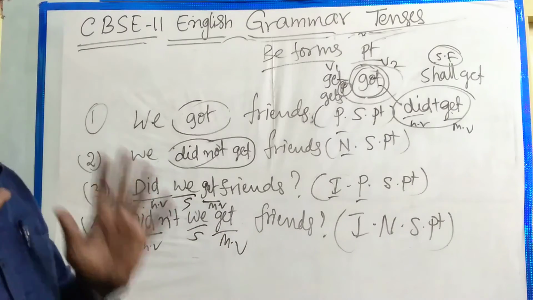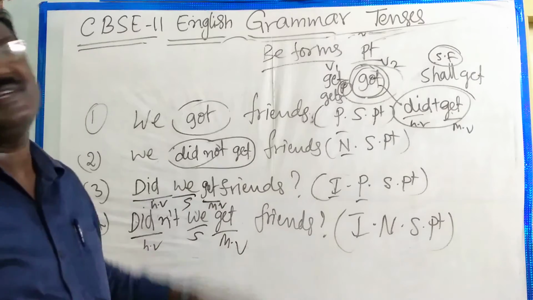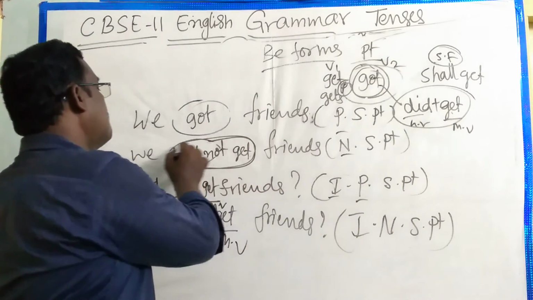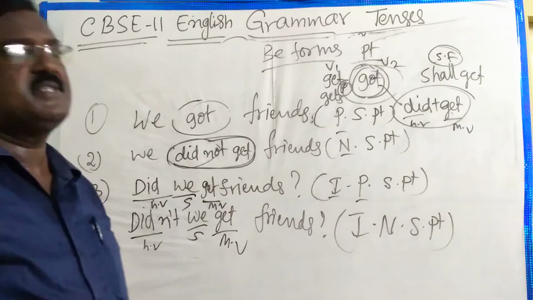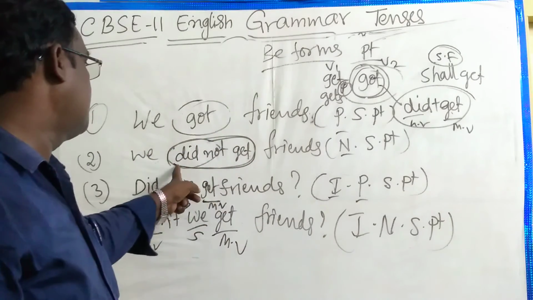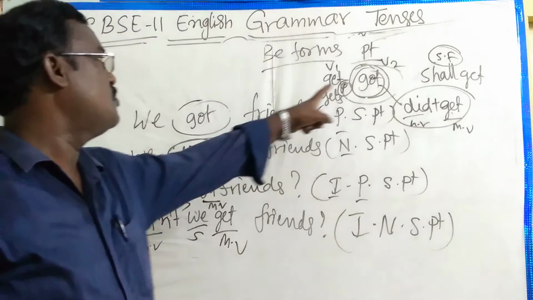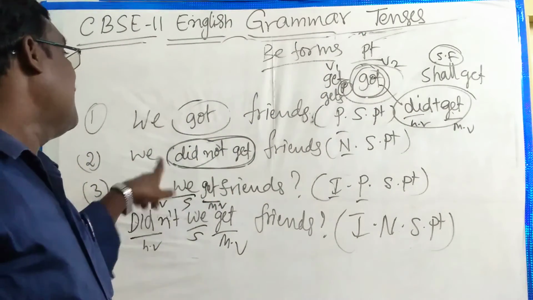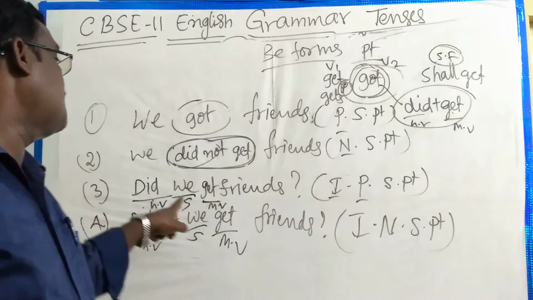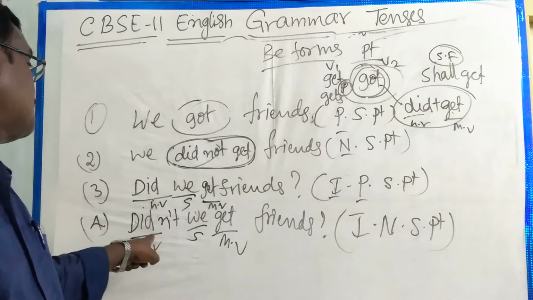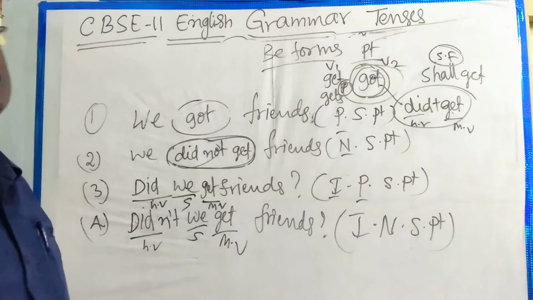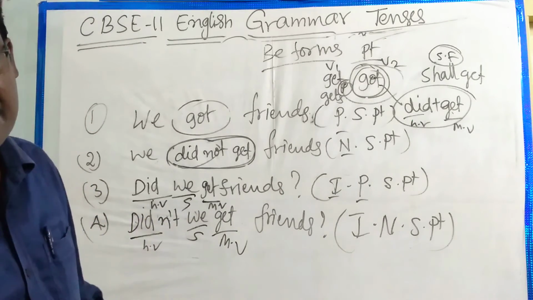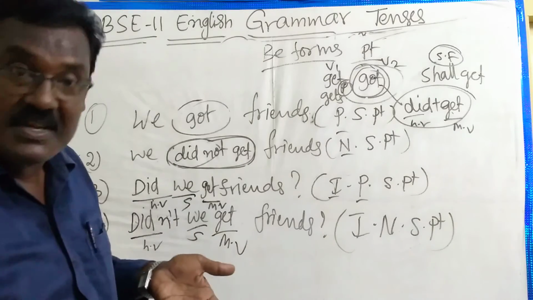So while you are writing interrogative or negative sentences, we have to change the verb into two parts. So my dear students, in a negative sentence, did plus get, in the middle you keep not: did not get. Interrogative sentence while you are writing, did we, we have to write before the subject. Didn't we, we have to write before the subject. Then it will become a question. Did we get friends? Didn't we get friends?